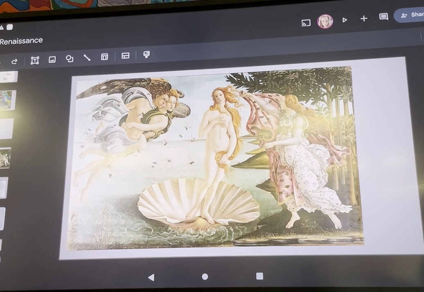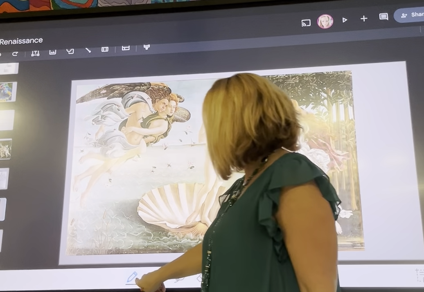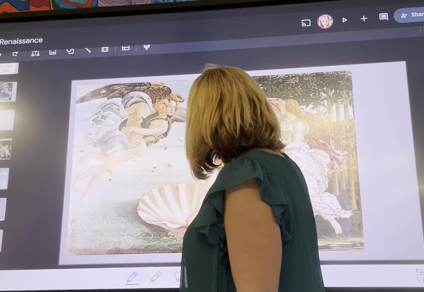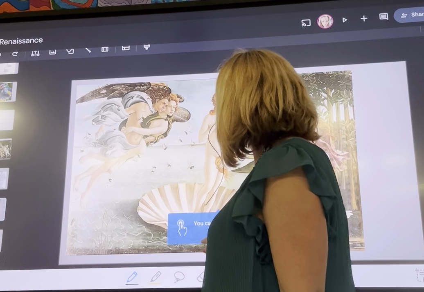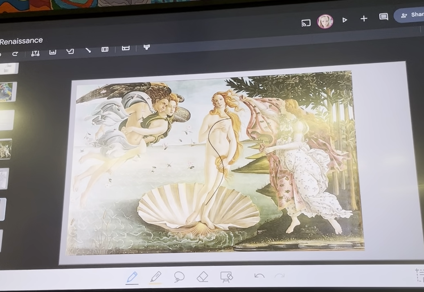Notice the contrapposto. If I can draw on this, I'm going to show you something called contrapposto. That means the way that she's standing, I want you to notice that the weight is on that one leg. The other one, she could probably lift it up. The reason that's important is because during this time period, artists are starting to sculpt, and they need to have something that is attached.